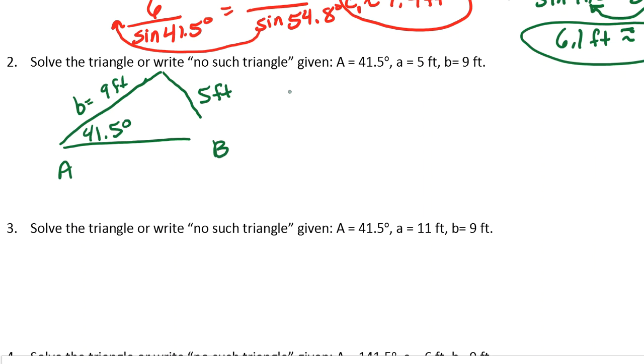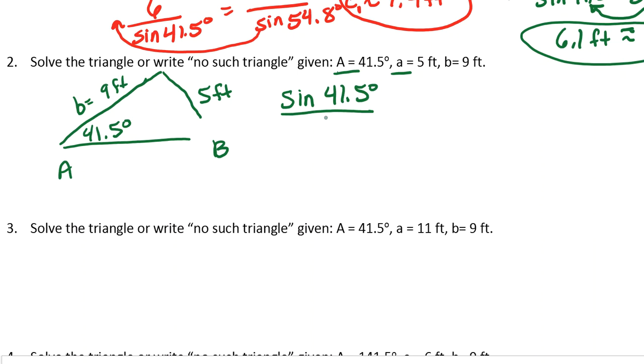So your intuition is going to save you a lot of points in these problems. So again, we know that small letter a and capital letter A pair up, and we can try to find angle B, and we'll find out whether it's possible or not.